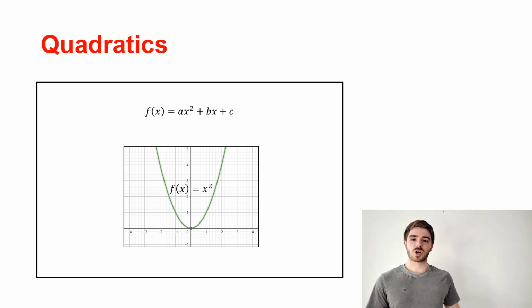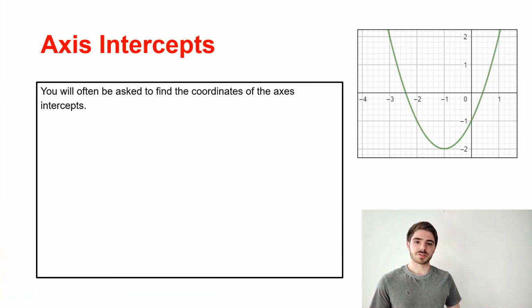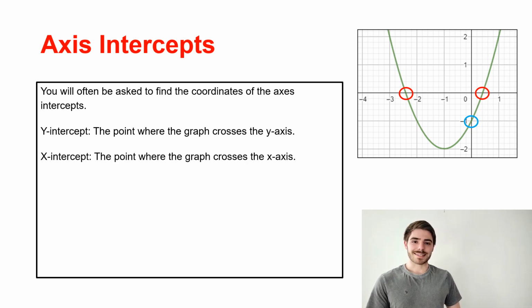Now, let's look at some common features of the quadratic. We'll often be asked to find the coordinates of the axes intercepts. This means we need to find the y-axis intercept and the x-axis intercept. The y-axis intercept is simply the point where the quadratic crosses the y-axis. Similarly, an x-axis intercept is the point where the quadratic crosses the x-axis. Most of the time, you'll find that there are actually 2 x-intercepts.